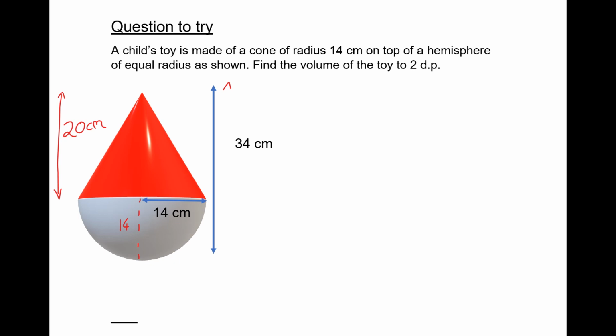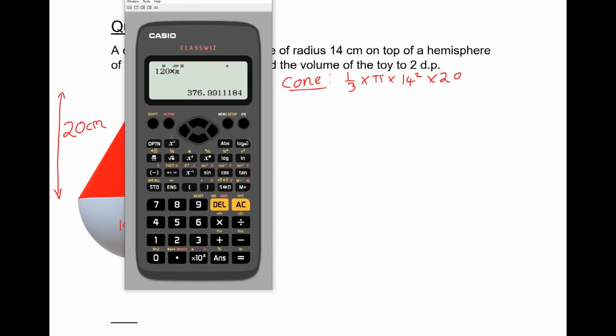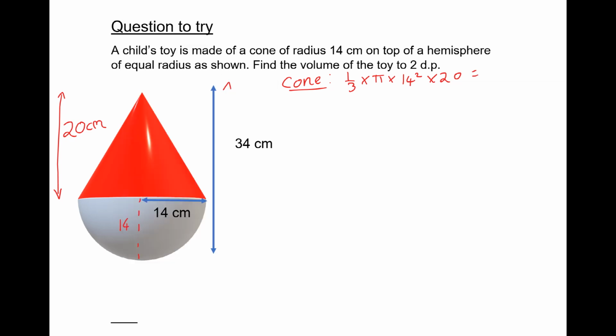So what we can do is firstly work out the volume of the cone. To work out the volume of the cone, it's going to be 1/3 times pi times 14 squared. That's going to be the base area, and then we times that by the height. I'm going to leave everything in terms of pi for now. So let's do that. We can put it into a calculator. I'm just going to work out the numerical part first: 1/3 times 14 squared times 20. We get 3920 over 3. So we have 3,920 over 3 pi. That's the volume of the cone.